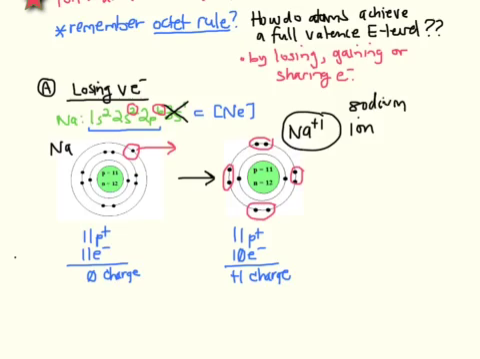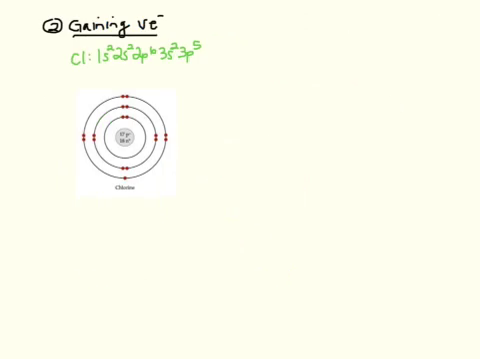So it fulfilled its octet by losing its one valence electron. Its next shell in became its full energy level. It ends up with the electron configuration of neon and a +1 charge. So it's completely stable with its full outer energy level, and that's why it loses its one valence electron. Okay, so let's talk about gaining electrons.